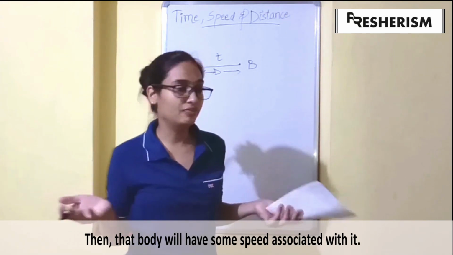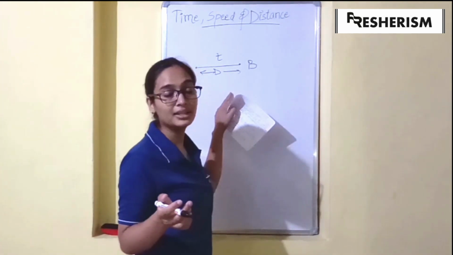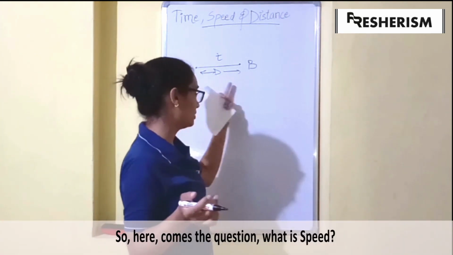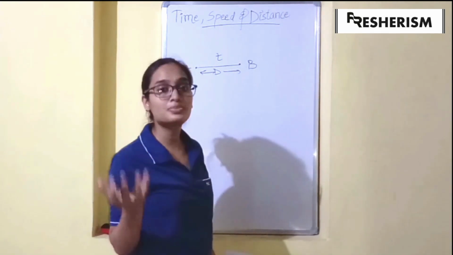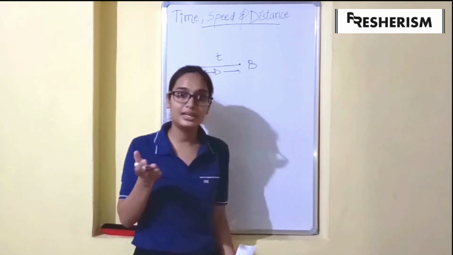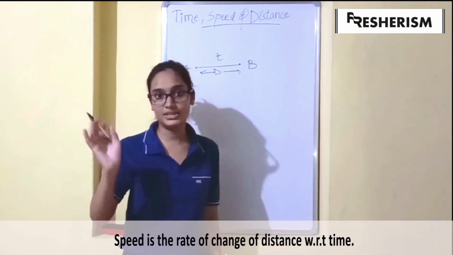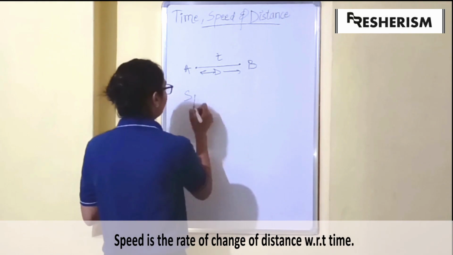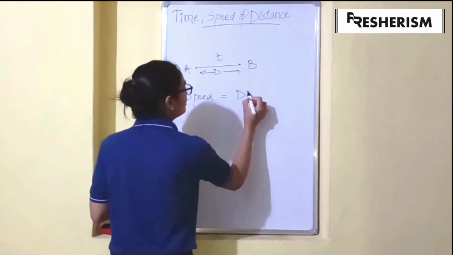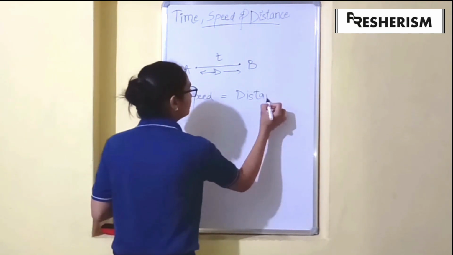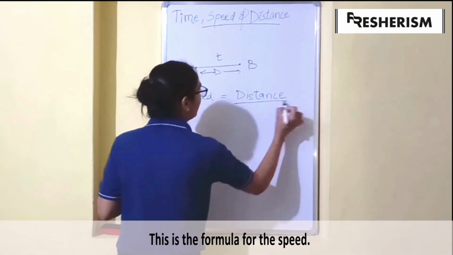So what is speed? We know distance is the length of the path and time will be the time covered to travel this distance. So what is speed? Speed is basically the rate of change of distance. That is, speed is equals to distance divided by time.